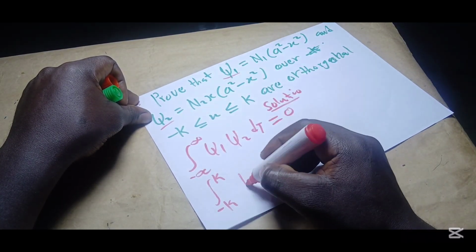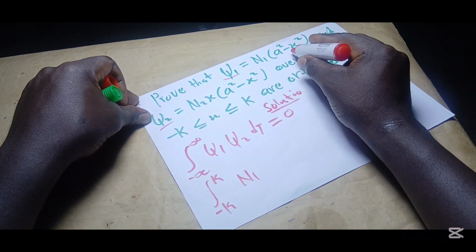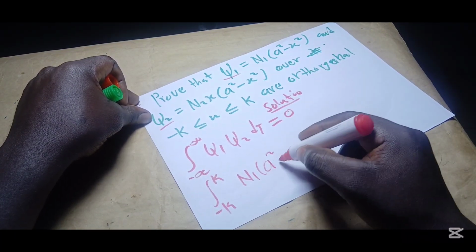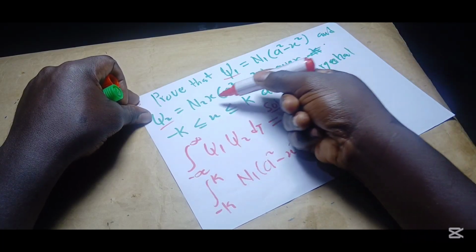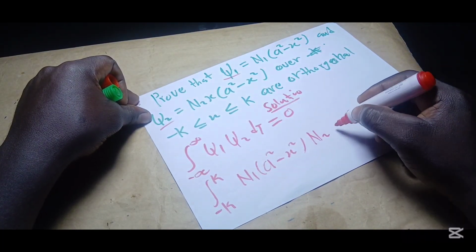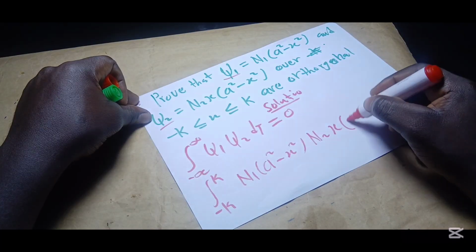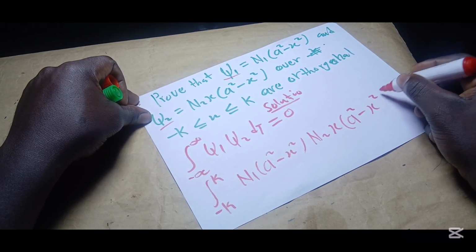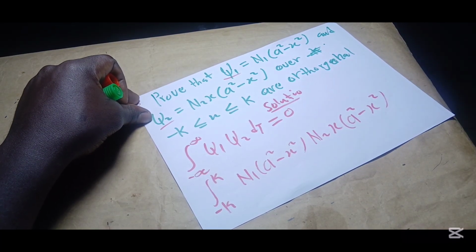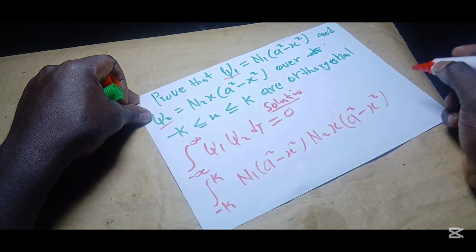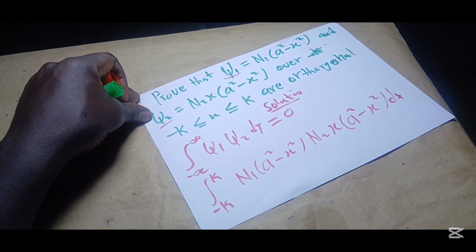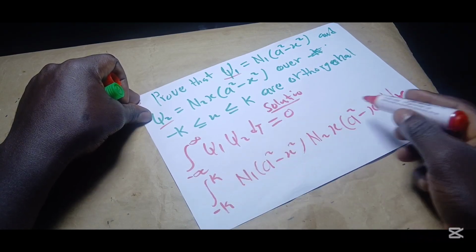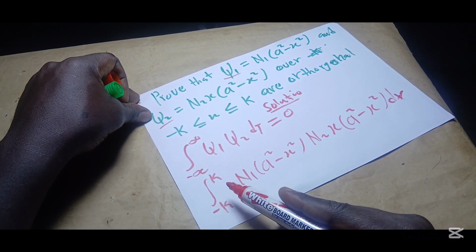Psi 1 is N1 into bracket a squared minus x squared, and psi 2 here is N2 x into bracket a squared minus x squared. Since they are in terms of x, we can bring the x here. So we want to evaluate this and integrate from negative k to positive k.